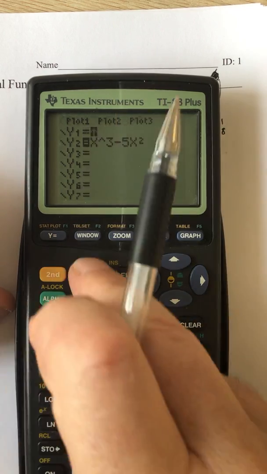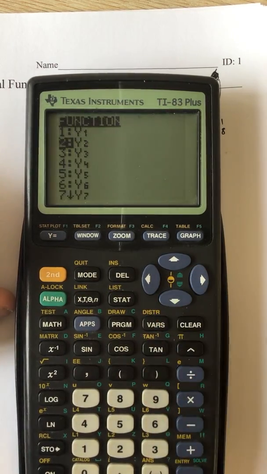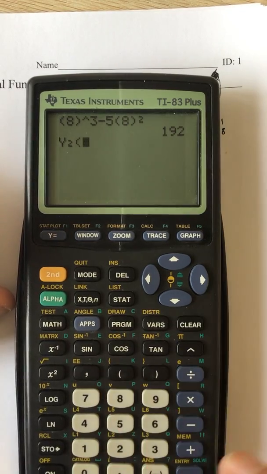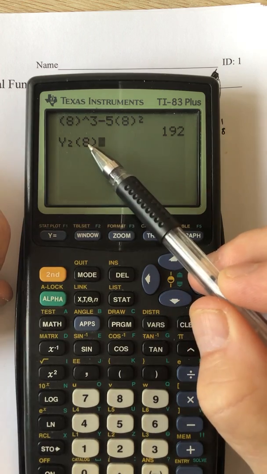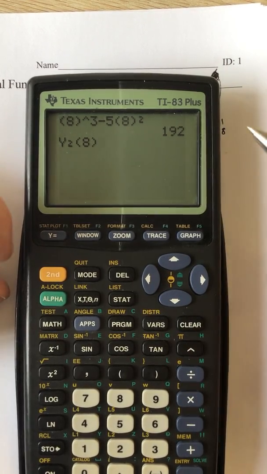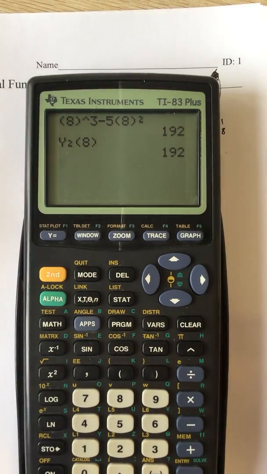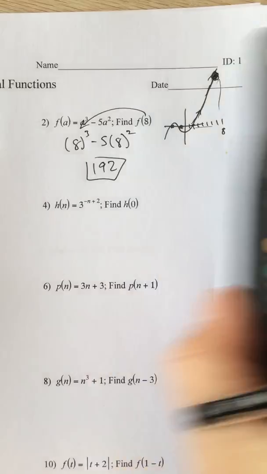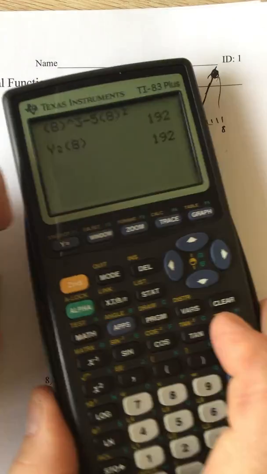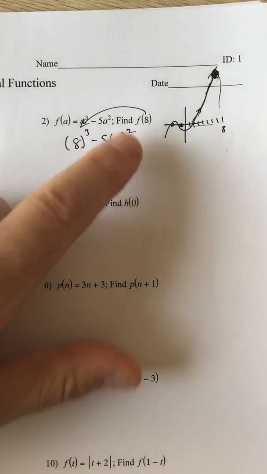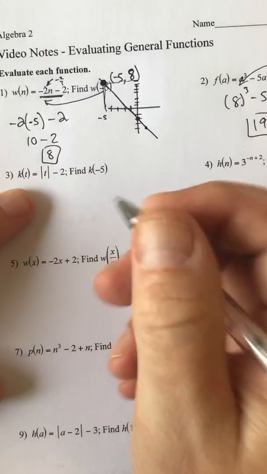I want it on the home screen. Vars, y vars function, I have it in y2. You can put it like this. That means the equation that's in y2, stick in an 8. So you don't even have to graph it. You can have it happen like that on the home screen, and that also produces the 192. So there's several ways to do it. You can just type it in your calculator. You can graph it and do value, or you can do the y vars and plug in the 8. Okay, or you can just do it by hand.